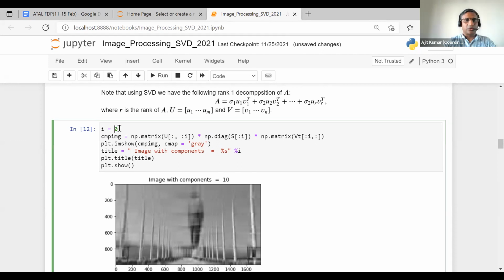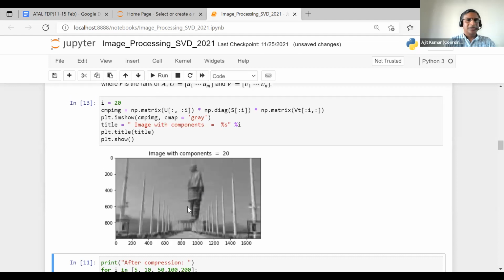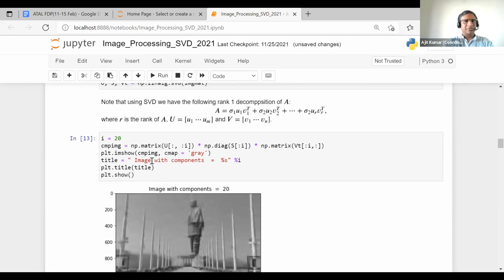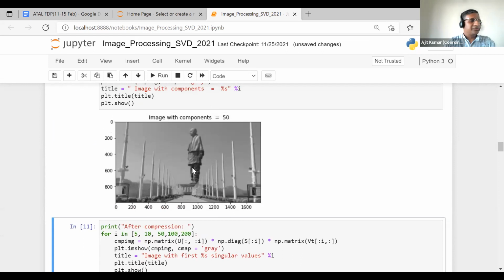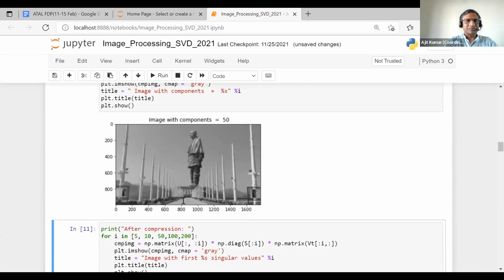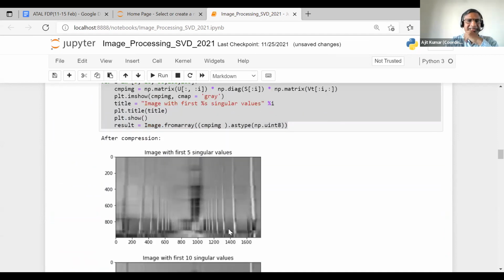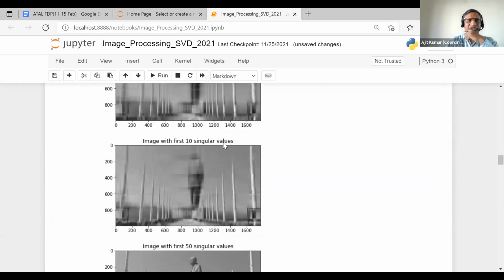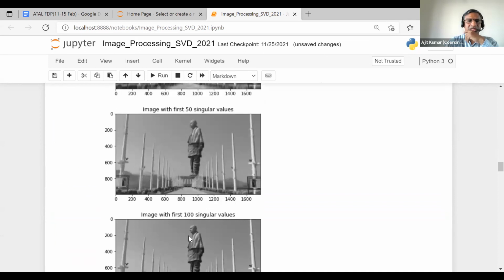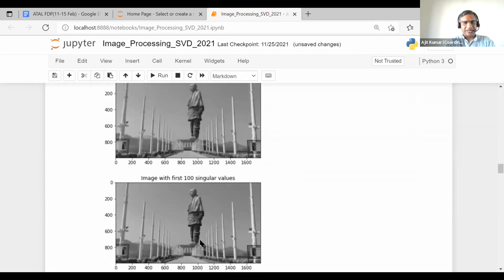Right? Now let us take 20. It's almost quite clear. You can make out. Right? Those who know this can make it out. Now let us make it 50. This is very good. Right? So you can see that the 50 components have given me a very good result. I can do this as a nested list. So this is giving me 5 singular values, 10 singular values, 50 singular values, 100 singular values, 200 singular values, and so on. Right? So let me copy that part there.